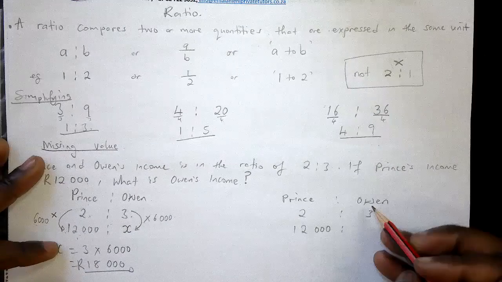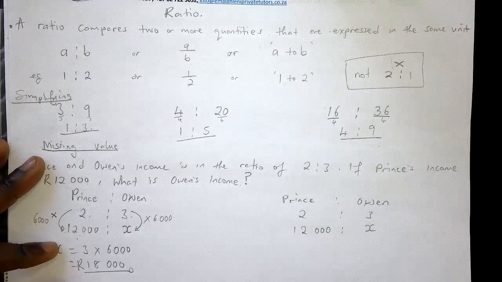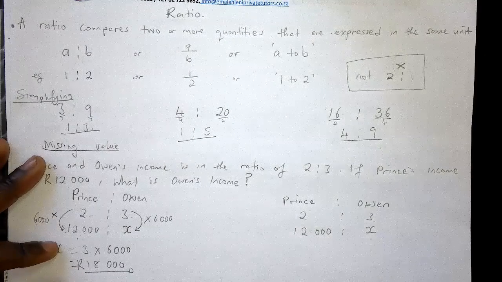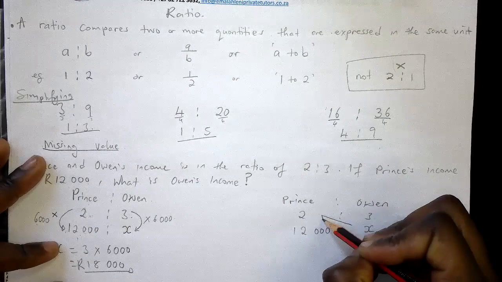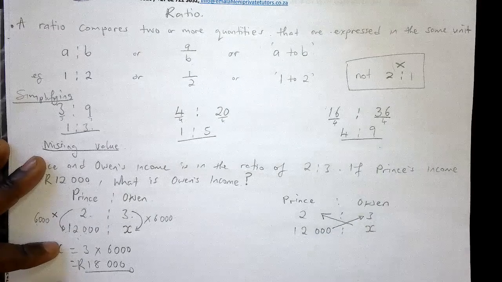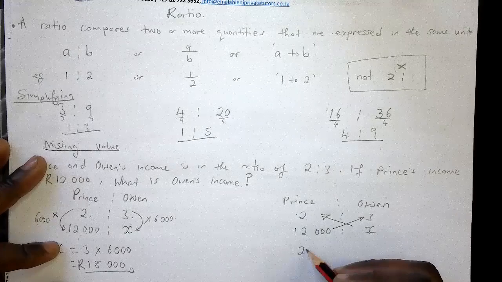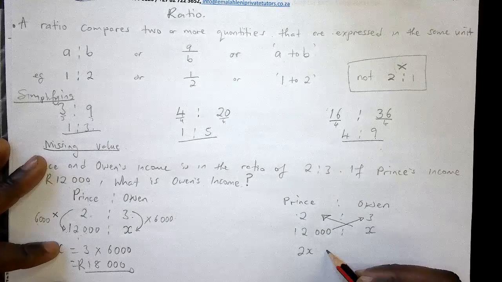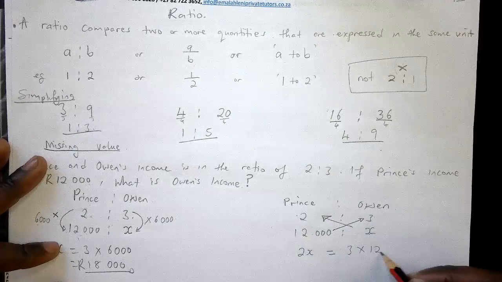Now let's move on to another way also of finding what we call the formula there. So what do we do here? We do what we call cross multiplication. You can see my arrow where it's going. It's going there up. This one goes that side. What do we mean now? We mean to say x is going to multiply 2, so we're going to have 2x is equal to 3 multiplied by 12,000.